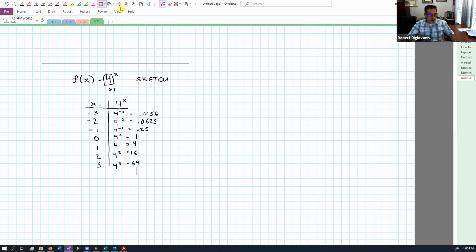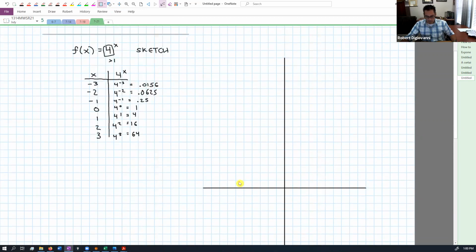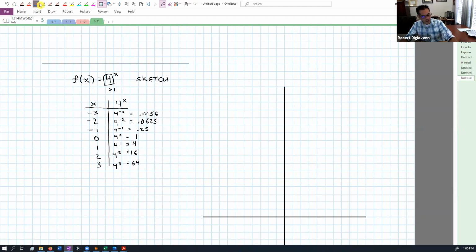So now what you do is you go over to a graph. And you're going to start plotting the points. So I'm going to start at 0, 1. I know that this point's here. I know when I plug in 1, I get 4. I know when I plug in 2, I get 16. So 4, 5, 6, 7, 8, 9, 10, 11, 12, 13, 14, 15, 16.